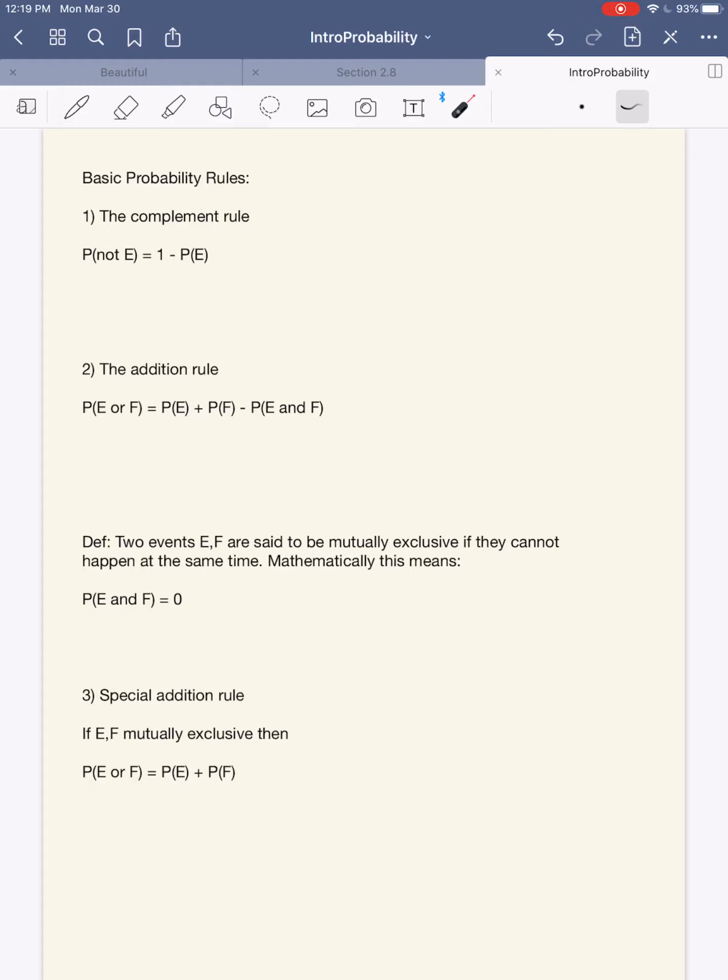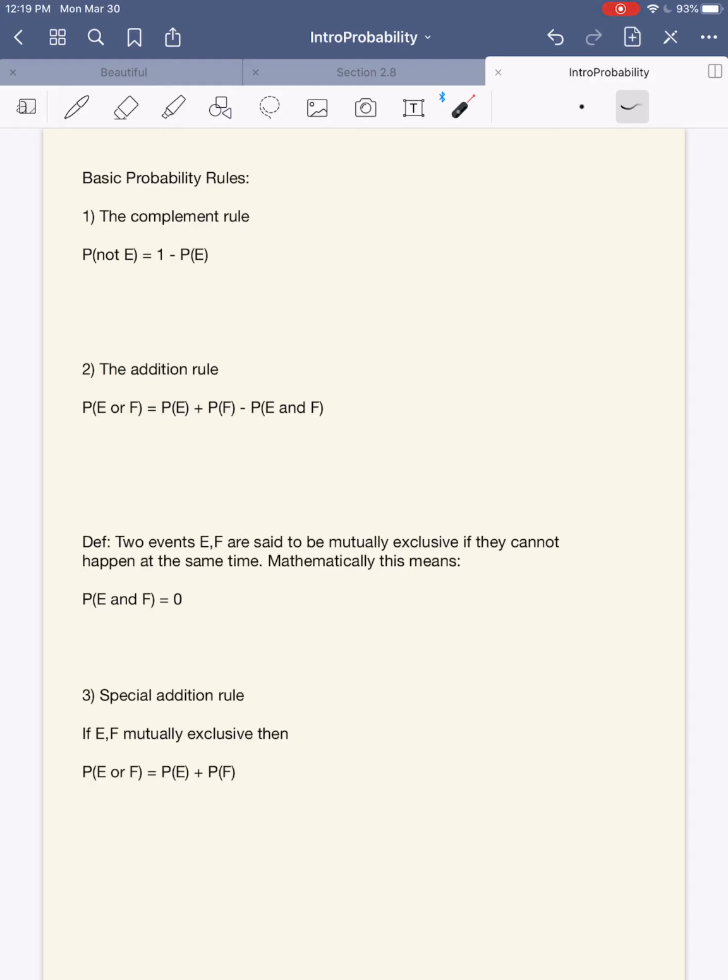What this is saying is if you know that there's a 20% chance that it is going to rain tomorrow, then the chance that it is not going to rain is 80%, because what you're doing is 1 or 100% minus the probability that it is going to rain, 20%, and that gives you the 80%. So this complement rule just says the probability that something does not happen is 1 minus the probability that it does happen.